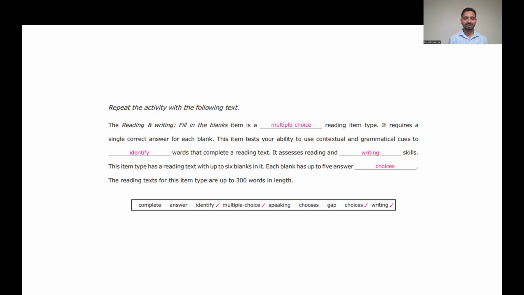Each blank has up to 5 answer choices, right? So it could have 3, could have 4, could have 5. It says up to 5. It will never be more than 5, and you'll never get more than 6 blanks. The reading text for this item type is up to 300 words in length. 300 words, quite a big text, and we're going to do practice, and you will see how things look. Cool. So we will move on.